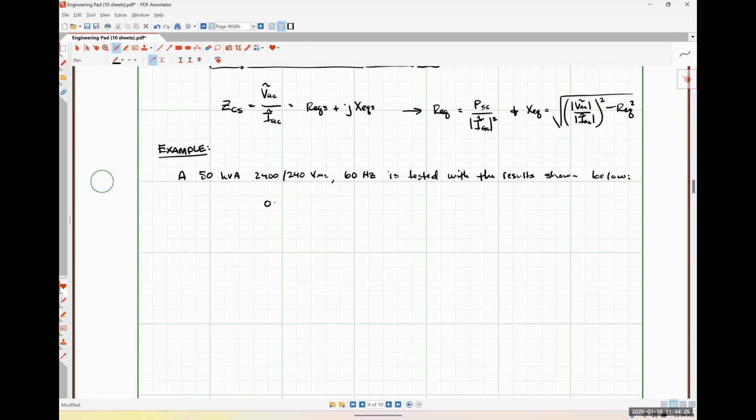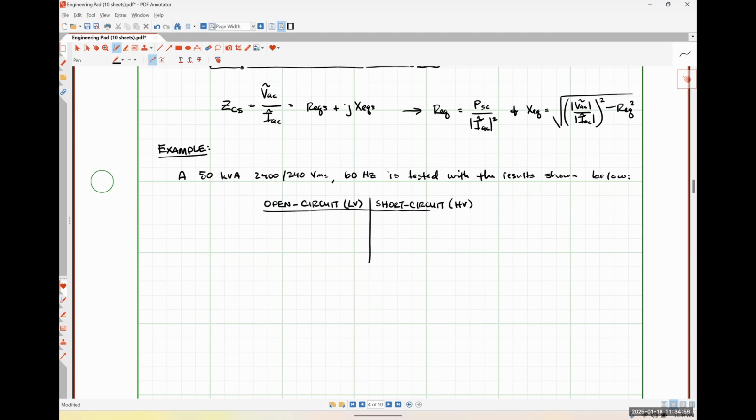So I'm going to put my open circuit test results here, and my short circuit test results over here. I'm going to make a note that the open circuit tests were done on the low voltage side, and the short circuit tests were done on the high voltage side. So you can do them on either side.